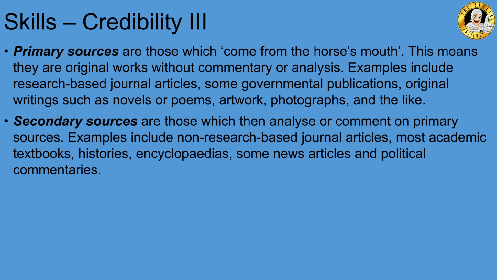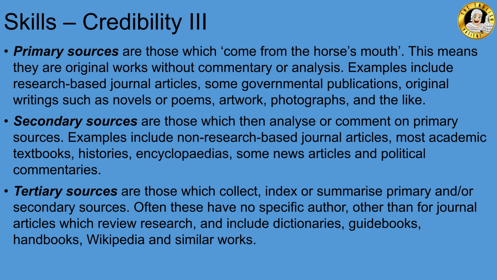Secondary sources are those which then analyze or comment on those primary sources. So examples here might include non-research-based journal articles, most academic textbooks, most histories, most encyclopedias, some news articles, and some political commentaries. And finally, we have tertiary sources, and these are those which collect, index, or summarize either primary or secondary or both sources. Now, often tertiary sources will have no specific author, other than for journal articles which might review research or the state of research up to that particular point. These kinds of things might include dictionaries, guidebooks, handbooks, Wikipedia, and other similar kinds of works.